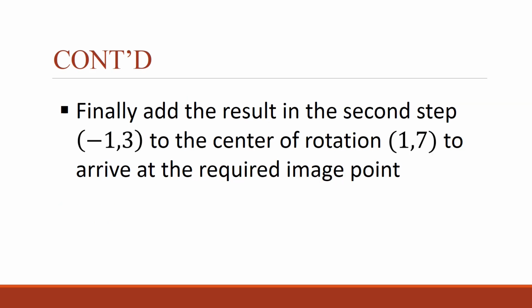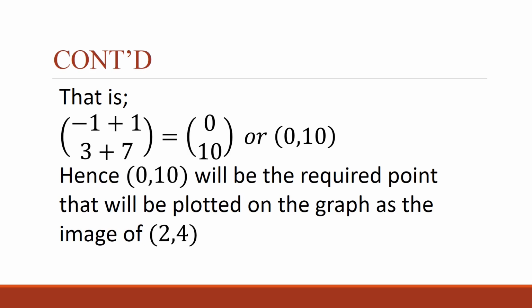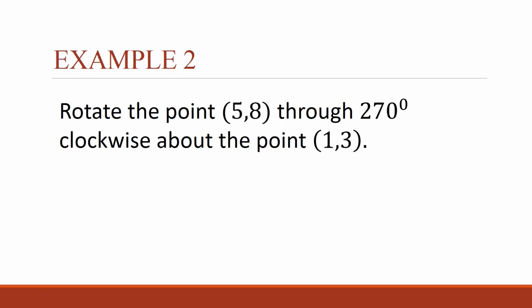In our final step, we add the result in the second step, which was (-1, 3), to the center of rotation, which is (1, 7), to arrive at the required image point. That is -1 plus 1 and then 3 plus 7, and that will produce (0, 10). Hence (0, 10) will be the required point that will be plotted on the graph as the image of (2, 4). Let's look at another example.